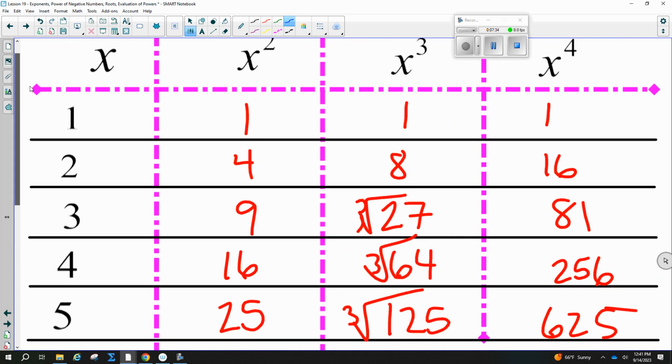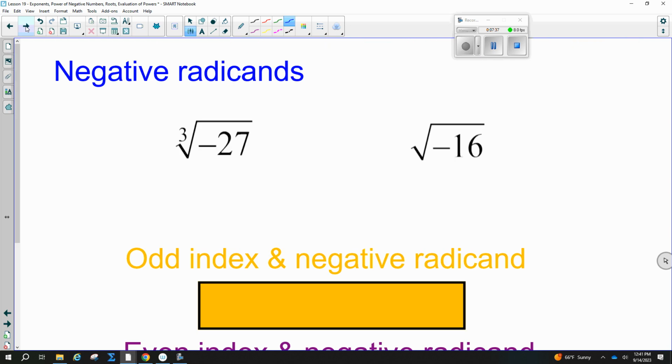All right. Negative radicands. Okay. The number under the house is negative. That's a negative radicand. You're allowed to take the cube root or the 5th root or the 7th root or any odd root of a negative radicand. Why? Because negative 27 is negative 3 times negative 3 times negative 3, right? A negative times a negative times a negative is a negative. So I can take the cube root of this and actually get negative 3.